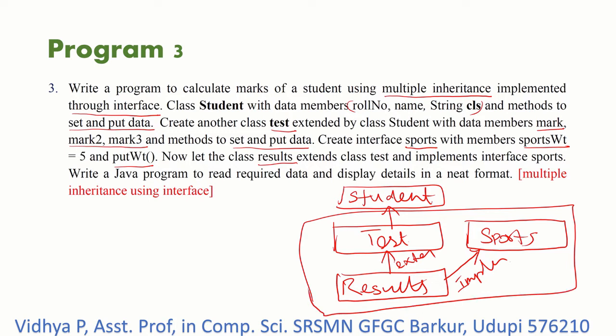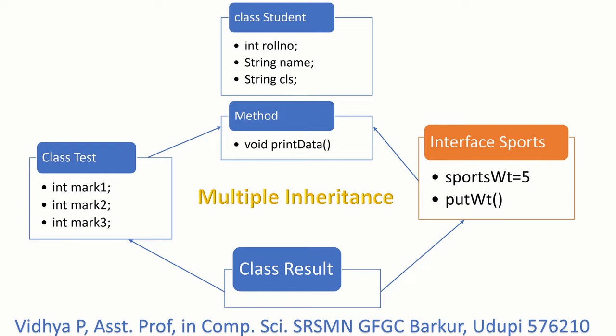Java does not support multiple inheritance, but we can implement multiple inheritance using interfaces. So this is a beautiful example to explain multiple inheritance using interface. As given, we have a superclass Student with roll number, name and class, and which consists of a method print data. As they have said, we have to use a method to set and put data. So I'm using a constructor and a method put data or print data.